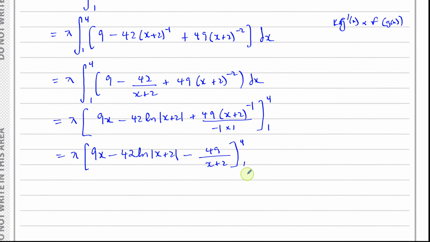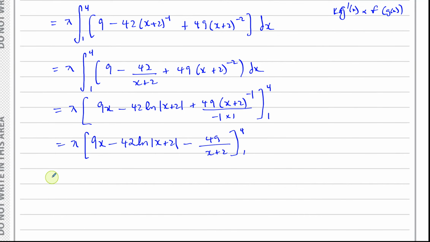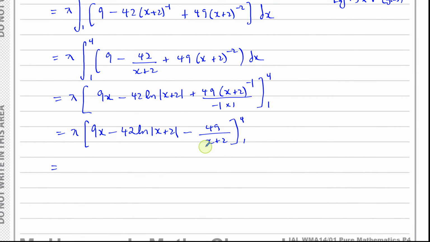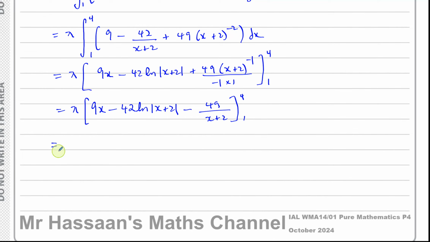And now we can start putting the values in, and hopefully we'll end up with something of this form. It looks like we will because we got the ln there. So we got pi. Don't forget the pi. Many people forget the pi in these questions. Don't forget the pi. So 9 times 4 minus 42 times the ln of 4 plus 2, which is 6. We don't put the modulus sign once we know it's positive now. Minus 49 over 4 plus 2, which is 6.